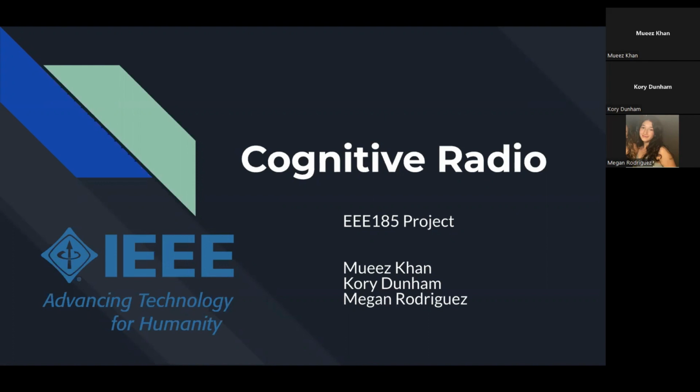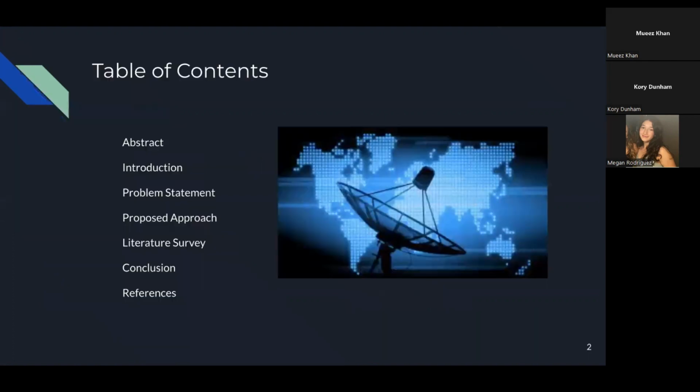Our project is on cognitive radio. Here, you can see our table of contents. We will be talking about the abstract. We will lead into the introduction. We have a problem statement, our proposed approach, a literature survey, our conclusion, and finally, the references that we used.